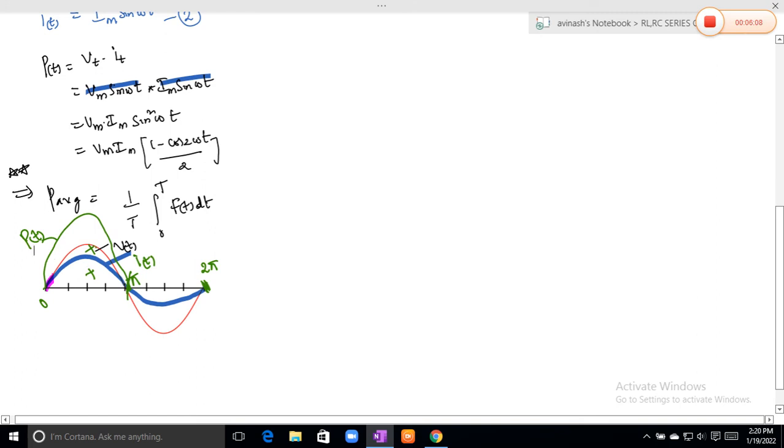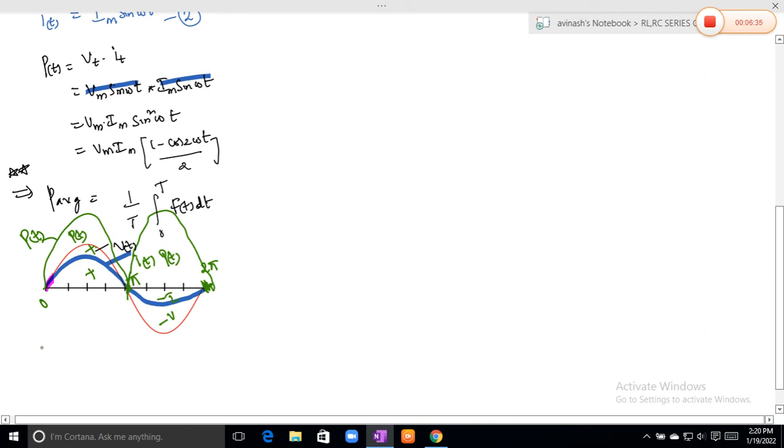In the same way, during pi to 2 pi, the current is negative and the voltage is also negative. Minus V into minus I gives positive power. So again we get this magnitude. This is P of t.